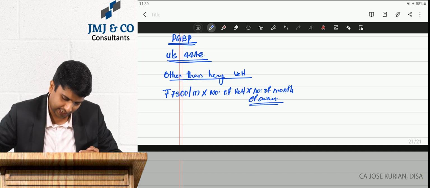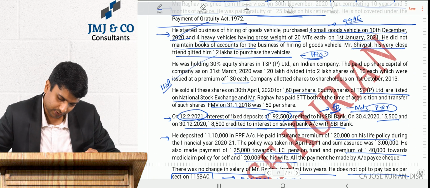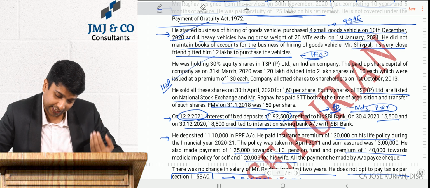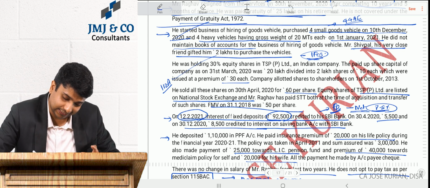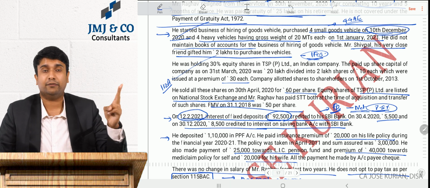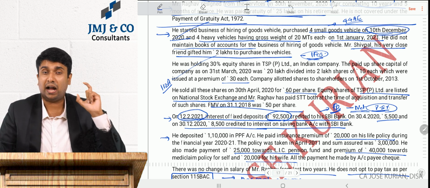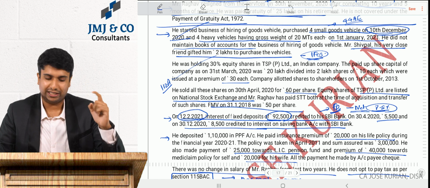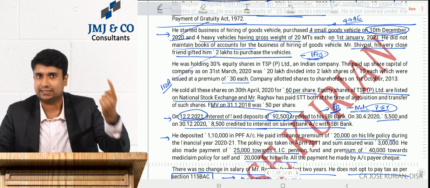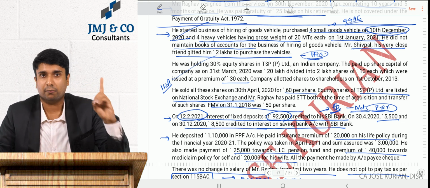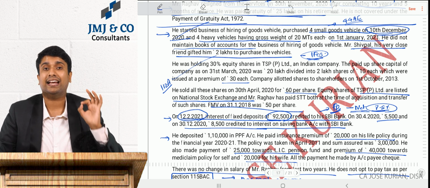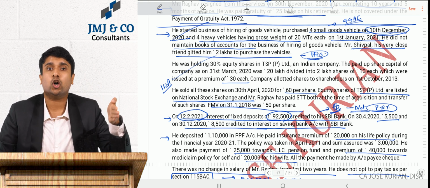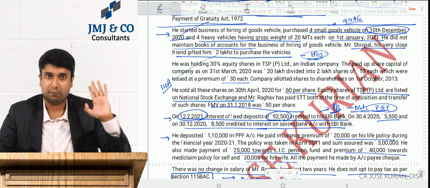other than heavy vehicles, and which is used for how many months? It has been purchased on the 10th December, right? So December, January, February, March. Part of a month shall be treated as 1 month. Even if it is purchased on 31st December, December has to be treated as 1 month itself, because the 44AE Act is very clear. Part month ownership shall always be treated as 1 month ownership.